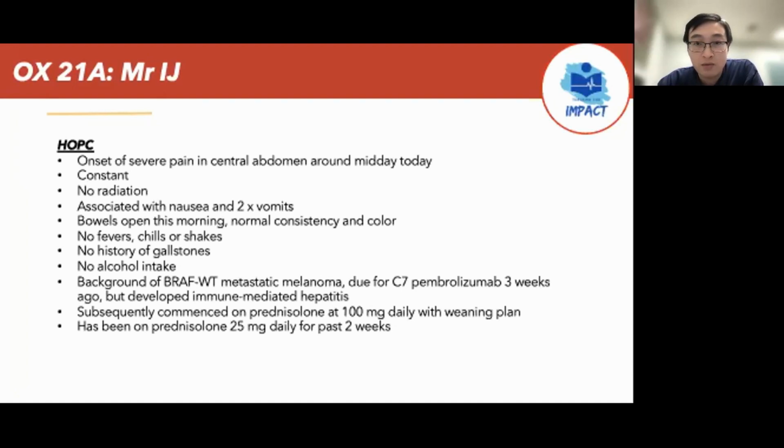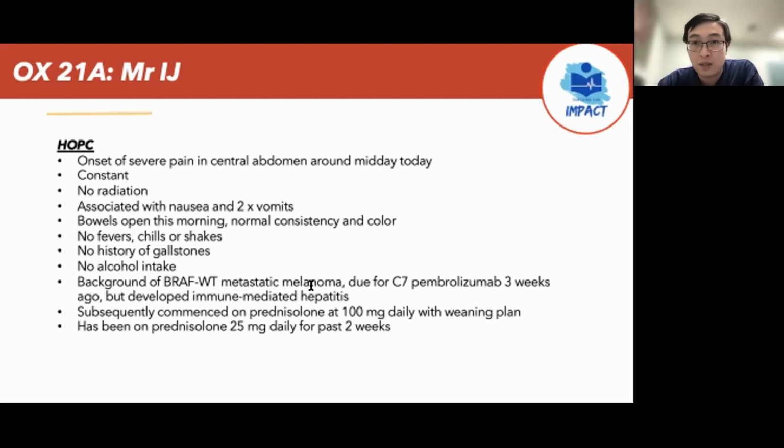Onset of severe pain in the central abdomen around midday today, constant, no radiation, associated with nausea and 2 times vomits, bowels open, normal consistency and color, no fevers, chills, shakes, no history of gallstones, no alcohol intake. This patient has BRAF wild-type metastatic melanoma, and as I said, was due for cycle 7 of pembrolizumab about a month ago, but then developed immune-mediated hepatitis.